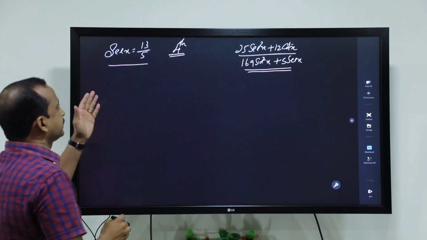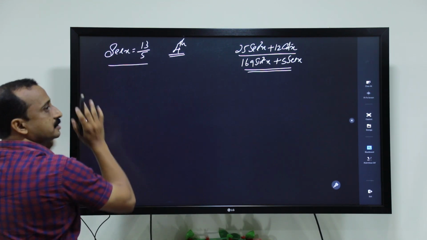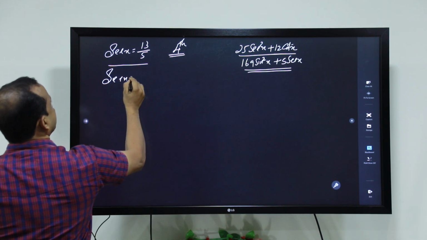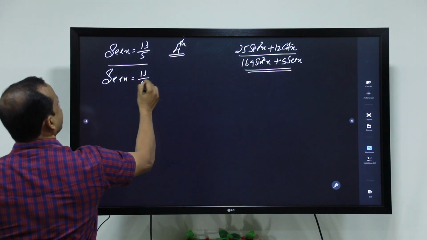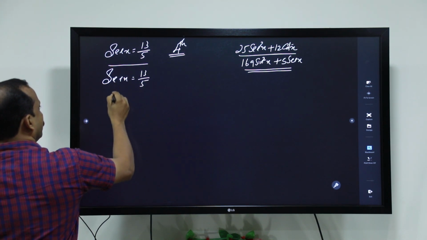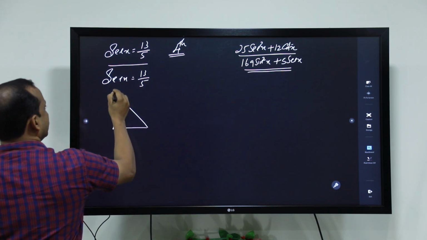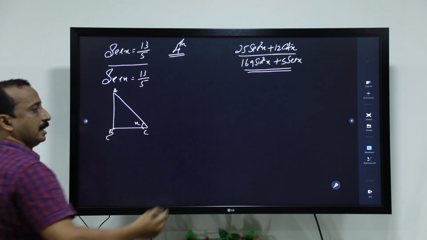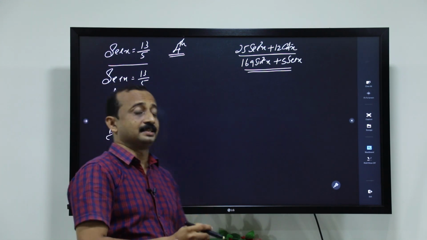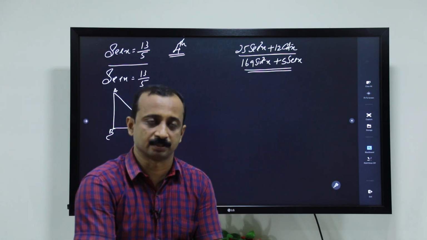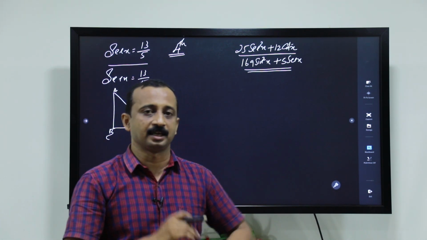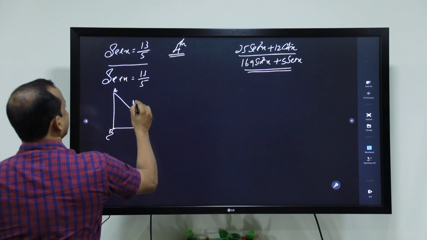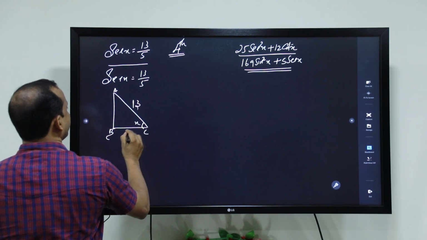Here x lies in the fourth quadrant. This function is already a positive function, and therefore you take again sec x is equal to 13 divided by 5. Then you form a right triangle ABC, here angle x. You know sec x is the reciprocal of cos x. Cos x is adjacent by hypotenuse, so sec x is hypotenuse by adjacent, that is hypotenuse 13 and adjacent 5.